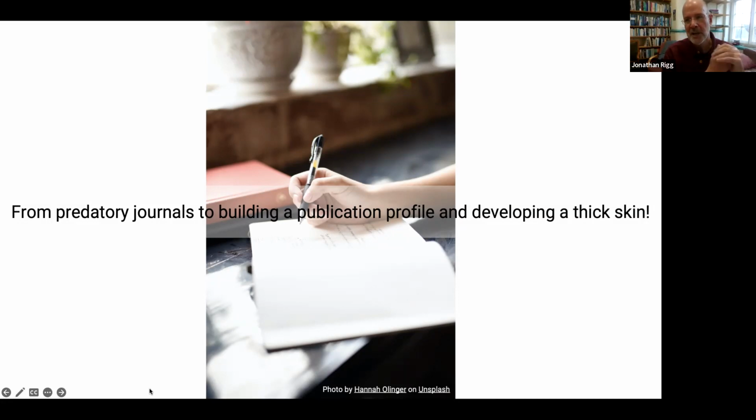And even journals that claim to turn things around quickly, my experience is that they often don't necessarily stick to their claims on the website.